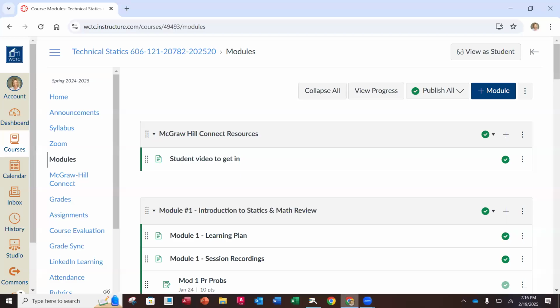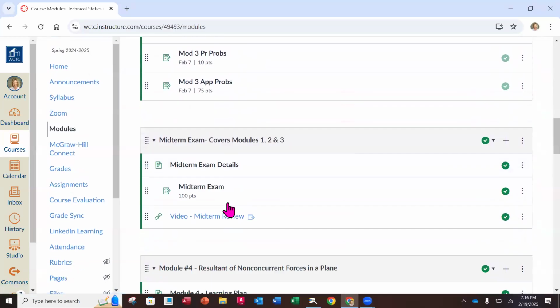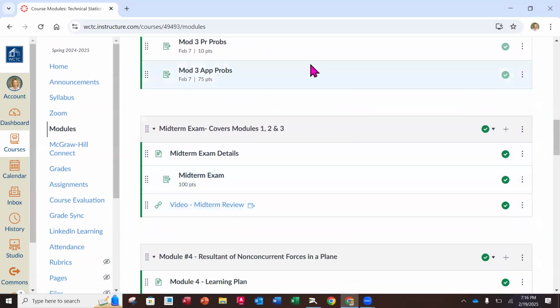So if we look at our application problems, let's go back over here. What I'm going to do is stop the recording here, and then we'll do one of the application problems as its own video. So that probably makes sense.